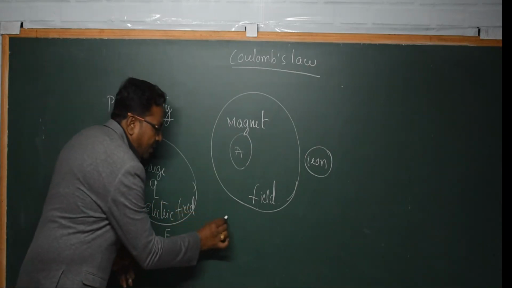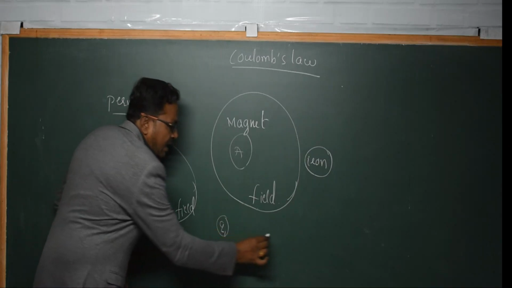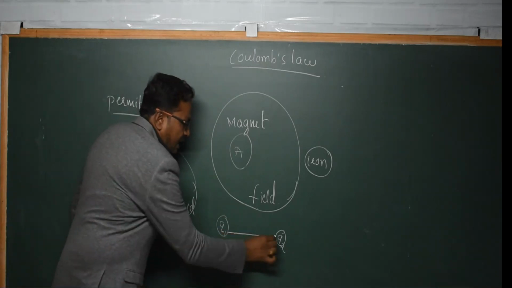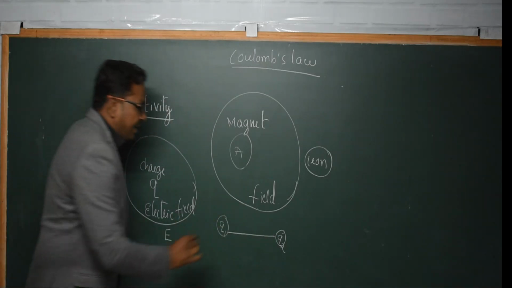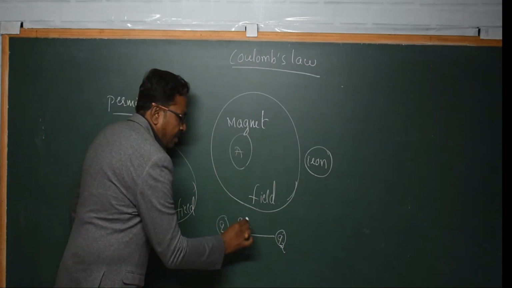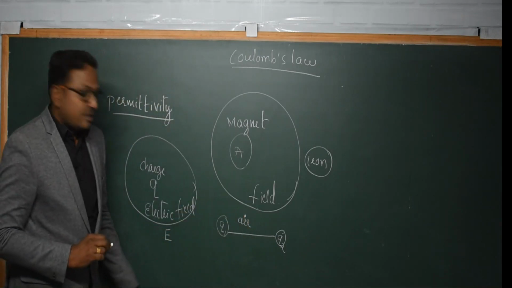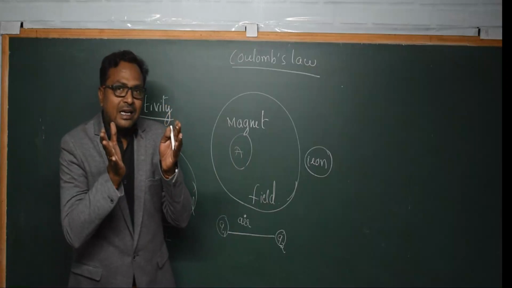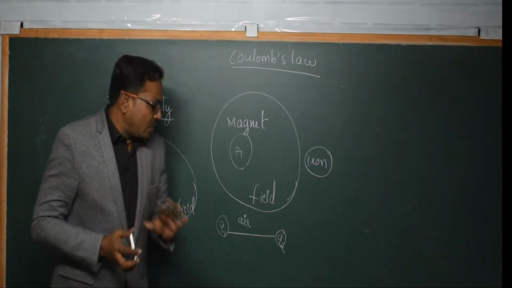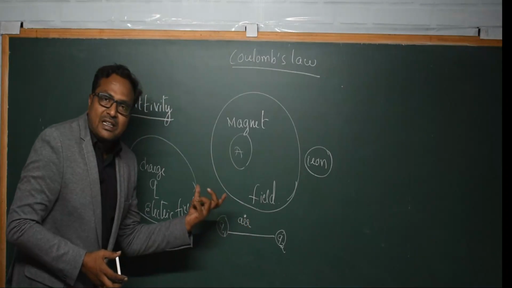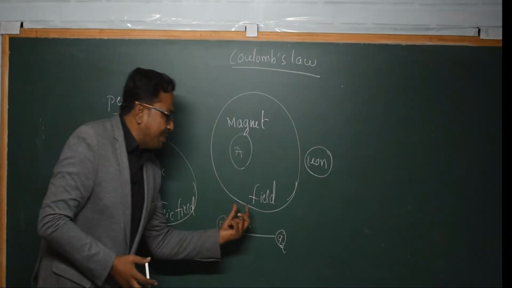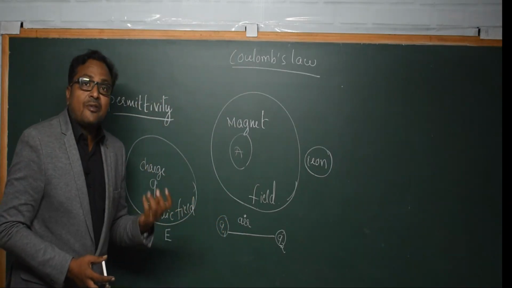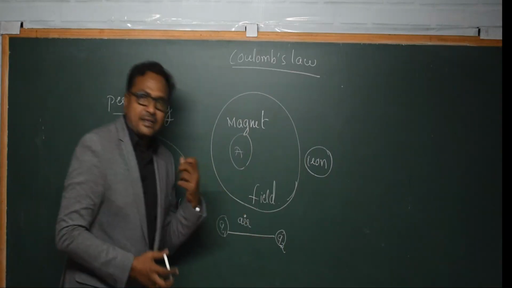For example, if I place two charges, Q1 and Q2, between these two charges, if air is present, then the force between the charges will be different. As we know, like charges repel each other, unlike charges attract each other. When they are attracting or repelling, in between there is a medium. That medium has to allow the force between the two charges.